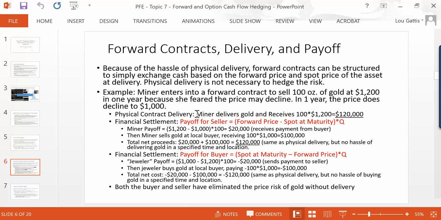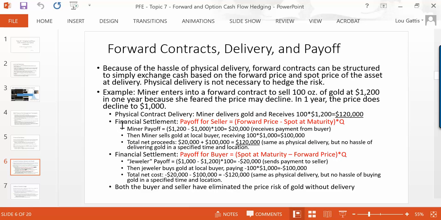Now it could be a physical delivery contract. In other words, the miner gathers all their gold next year, puts it in an envelope and sends it to a bank in New York, their counterparty to this forward contract. Say the forward price that you agreed upon is $1,200 an ounce, and you have a contract that specifies 100 ounces, so you will make $120,000. The New York institution will send you $120,000, and you send them 100 ounces of gold.